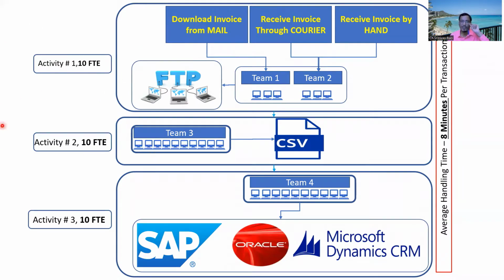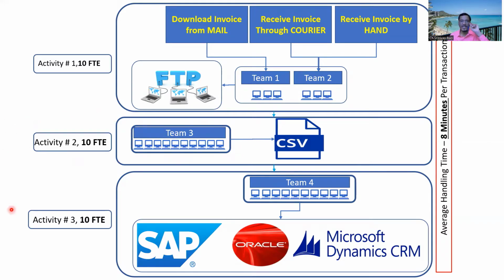Then activity two comes into the picture. This activity is performed by department two, again with 10 members sitting. What will they do? For the invoices placed in the FTP server as part of activity one, they will open each and every invoice, read the required data and place it into a CSV or Excel file. Again, 10 members, 500 invoices, 50 invoices per day each. With this, activity two is complete.